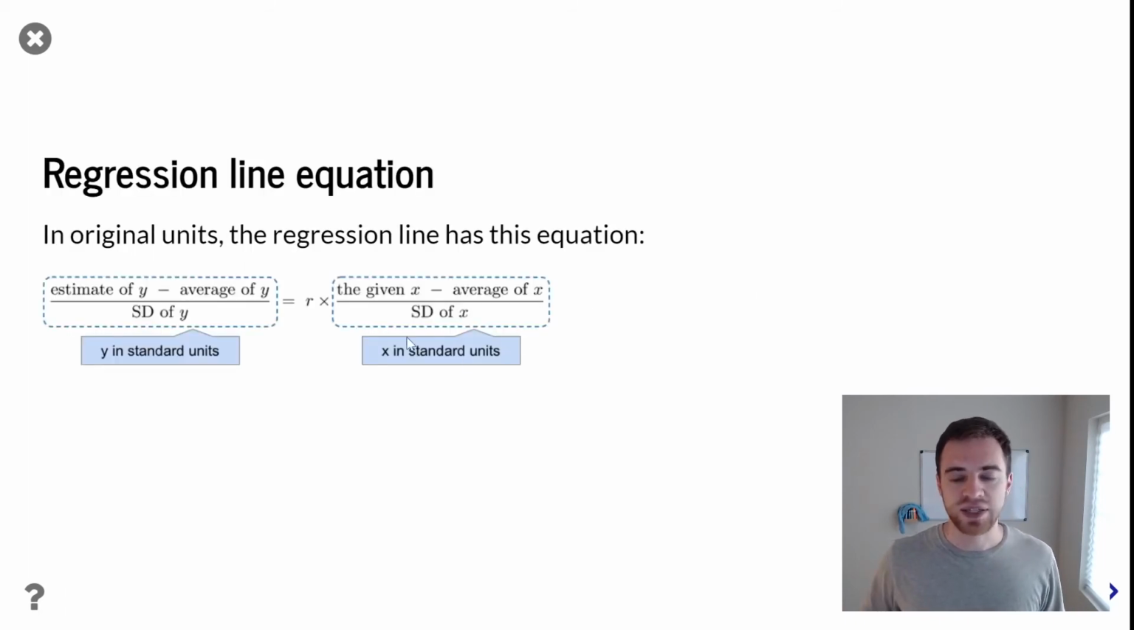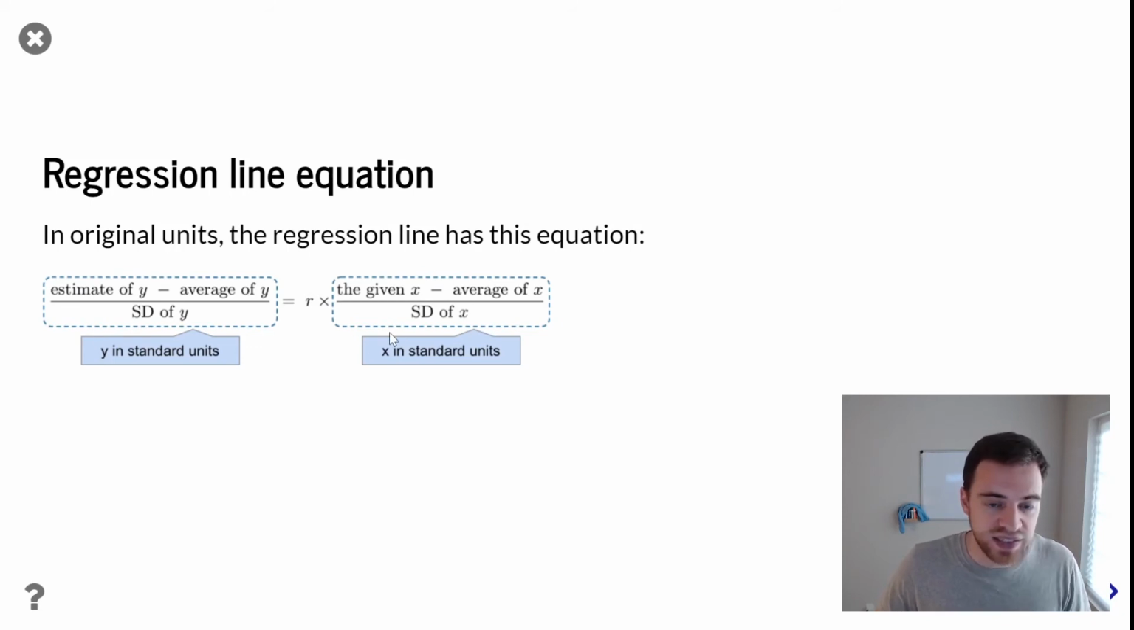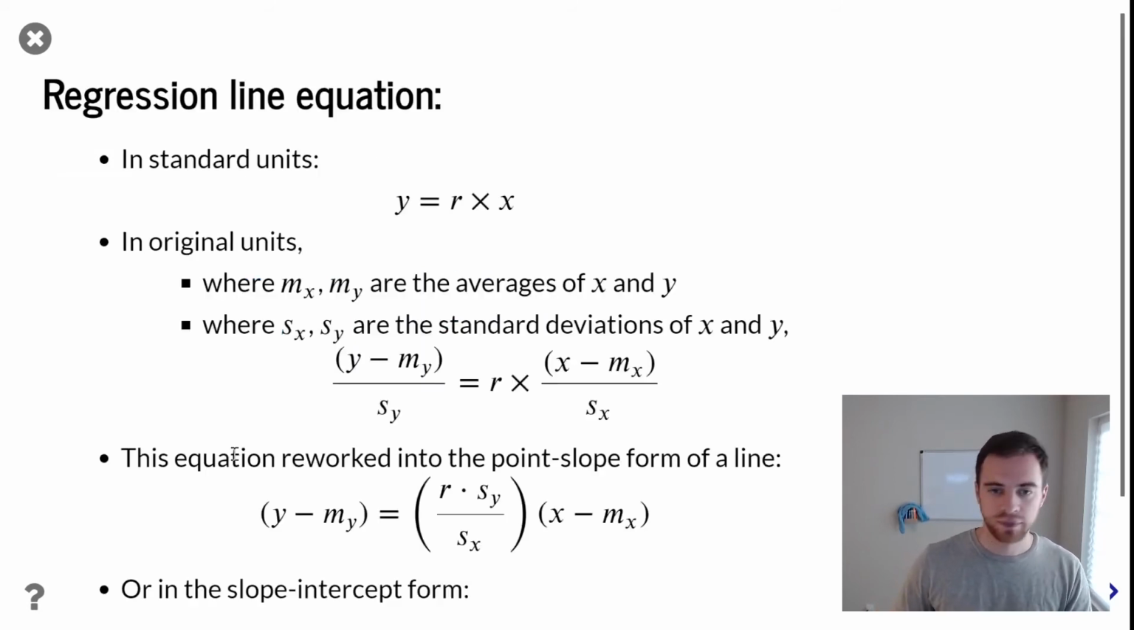What I'm doing here is taking the input in the original units, converting to standard units, multiplying by the correlation coefficient, and then converting back to normal units. So I'm saying here's my y in standard units. It equals r times x in standard units. Now I'm just going to solve for the estimate of y here, and if I solve for this, you can come up with something like this.